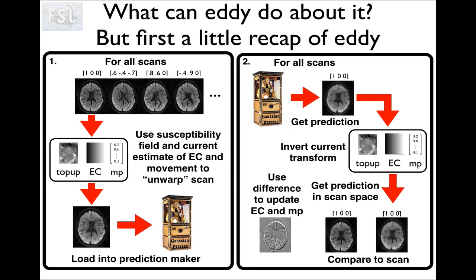Well, first of all, we need a little recap of Eddy. If you remember what it does, it takes all the scans, it uses the current estimates to unwarp them, loads that into the prediction maker, and that's the loading step. Then it goes on to the estimation steps, and for all the scans it gets a prediction out, it inverts the current transform, gets the prediction back into scan space, compares it to the scan, and uses that difference to update the eddy currents and motion parameters. And what's important to remember here is the fact that this comparison is done in scan space. So that's an important part.